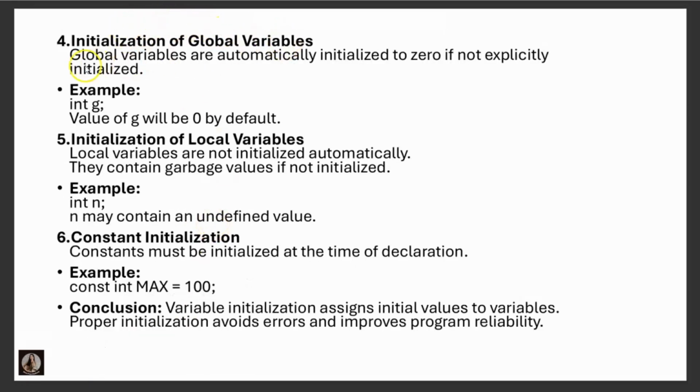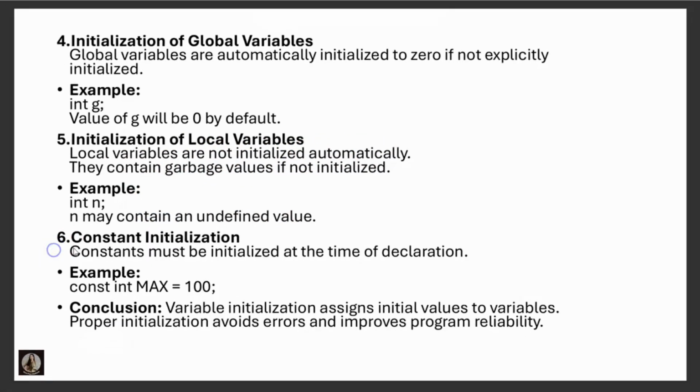Initialization of global variables. Global variables are automatically initialized to 0 if not explicitly initialized. For example, int g. The value of g will be 0 by default. If I have not initialized the value, it will take 0 automatically. Initialization of local variables: local variables are not initialized automatically. They can contain garbage values if not initialized. For example, int n may contain an undefined value. It cannot take 0 by default.